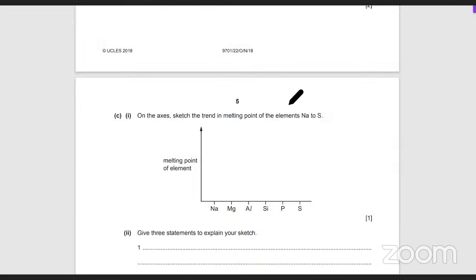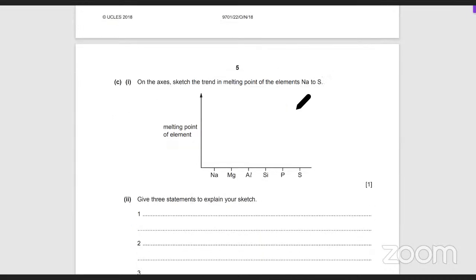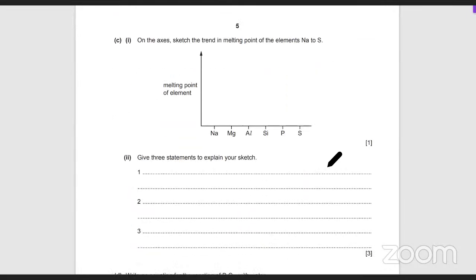Next point is sketch the melting point trends from Na to S. So that's what we just saw. Na has a low melting point, Mg has a slightly higher melting point, Al has an even higher melting point. Silicon has a very high melting point. Phosphorus then has a very low melting point. Sulfur has a slightly higher melting point compared to the phosphorus.